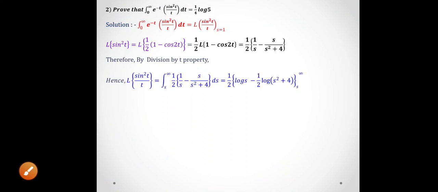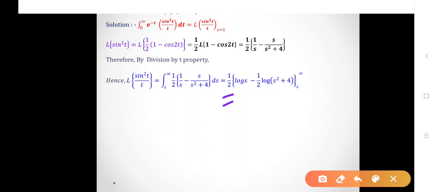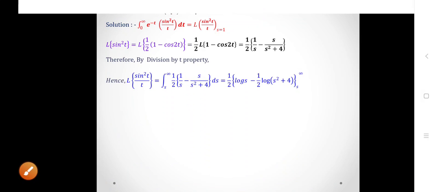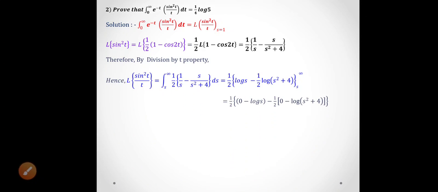1 by 2 multiplier, integration of 1 upon s is log s, and if we adjust here 1 by 2 and 2, then 2s upon s square plus 4 is log of s square plus 4. Integration is log of s square plus 4, and 1 by 2 is just adjusted multiply, and all this result is within the limit s to infinity. Now we put the upper limit and lower limit for both the terms. So we get 1 by 2 minus log s from the first bracket and plus 1 by 2 log of s square plus 4 from the second term.